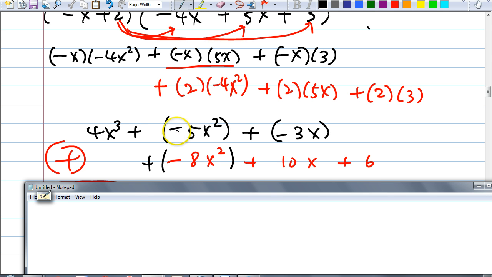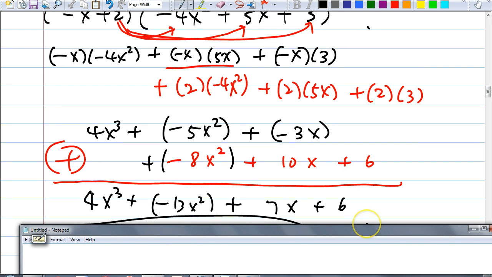Okay. You see this is negative 5x squared. Now underneath you have negative 8x squared. Isn't that nice? The like terms line up this way. So Brandon, what did you get as your answer? 4x cubed minus 13x squared plus 7x plus 6.